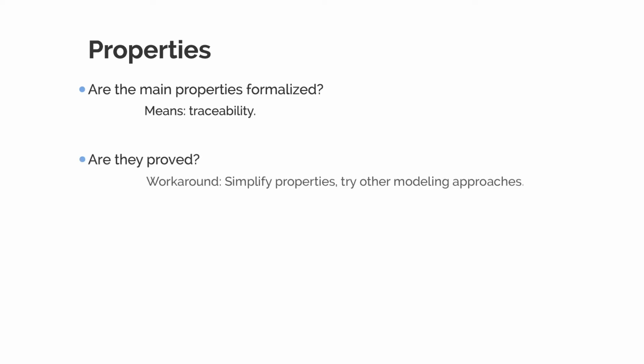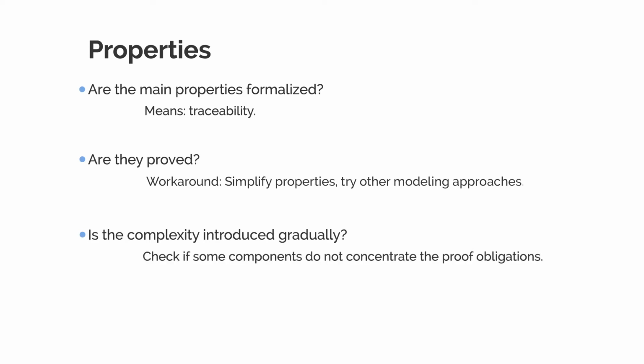What is a good B model? There are several questions or aspects to consider during the development. Properties. Are the main properties formalized? Traceability has to be used to ensure it. Are they proved? The workaround is to simplify properties or to try other modeling approaches. Is the complexity introduced gradually? Check if some components do not concentrate the proof obligations. The workaround is decomposition.